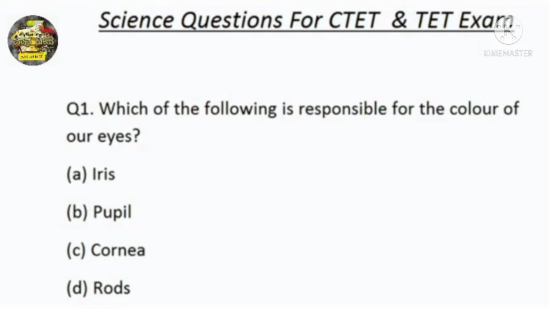The first question is like this: which of the following is responsible for the color of our eyes? Option A iris, option B pupil, option C cornea, option D rods. Now the answer is iris. The correct answer is option A. Let's move on to the second question.